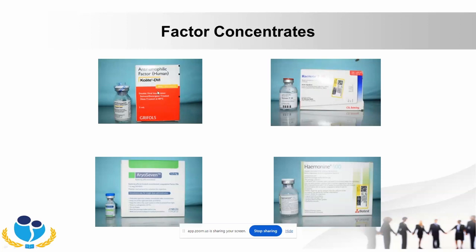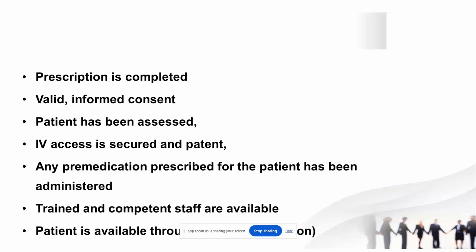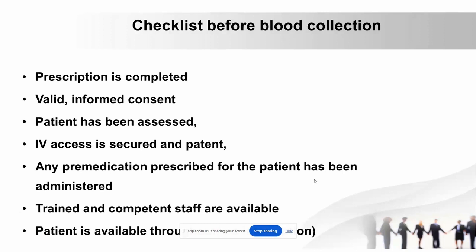Blood products, factor concentrates: we have many factors, factor 8, factor 9, factor 7, and prothrombin complex. This is processed using lyophilization, and it can be stored for several months. These are individual factors. This is factor 9, and this is prothrombin complex. We have factor 8.